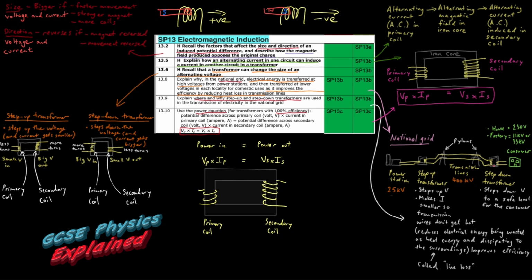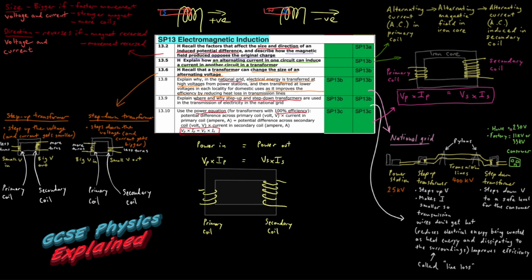And we try to do that as late as possible, so as close to the consumer as possible. Because remember, if we step down the voltage, that's going to make the current go big again. And as soon as the current goes big again, you're going to end up losing heat. You're going to get that line loss coming back. So we wait right until the last minute to step the voltage back down when we're in the locality, when we're local to where we need the power.